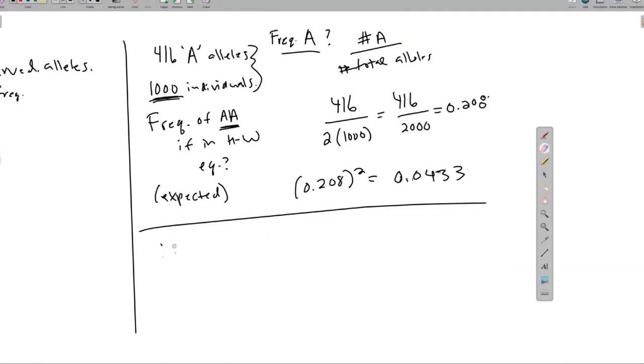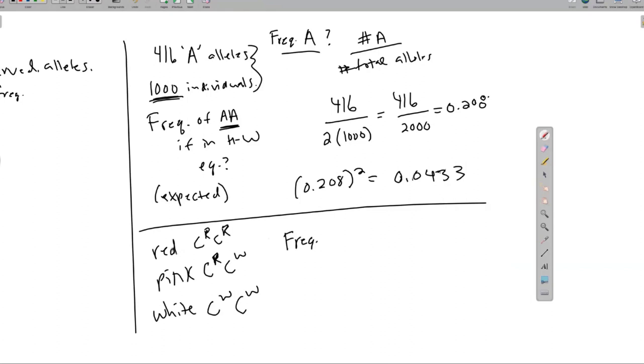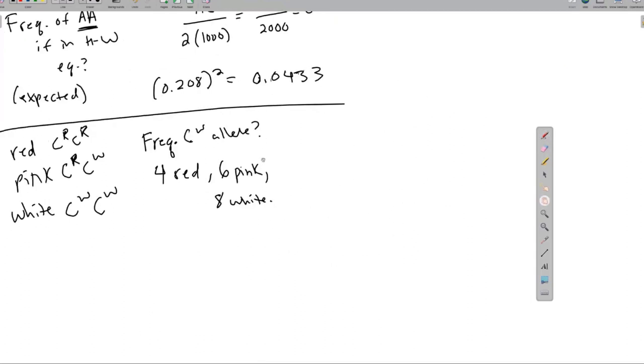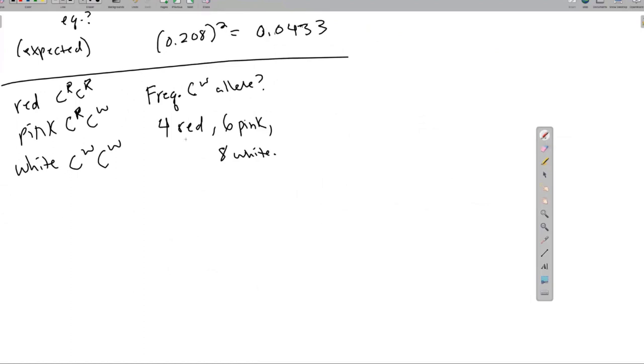Let's do flowers. Let's say we have flowers that are red, pink, and white, and it's an incomplete dominance deal. We want to know the frequency of the CW allele. I will tell you that there are four red flowers, six pink flowers, and eight white flowers. Okay. So this is the part where you have to take into account that red and pink are different genotypes. I want to know the frequency of the CW allele, so basically I need the number of CW alleles out of the total number of alleles.